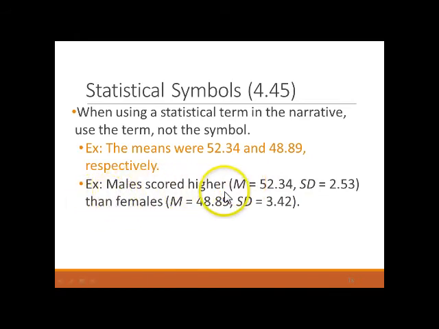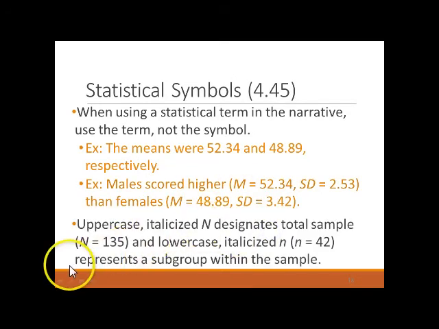So males score higher (here's the mean, here's the standard deviation) than females. So now the statistical values are an aside, not a part of the main portion of the sentence, so then the symbols can be used. And then uppercase italicized N refers to the entire sample size, whereas a lowercase italicized n refers to the number of people in any subgroup from within the sample.